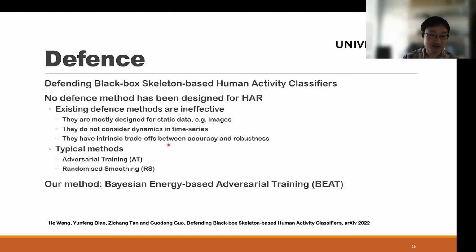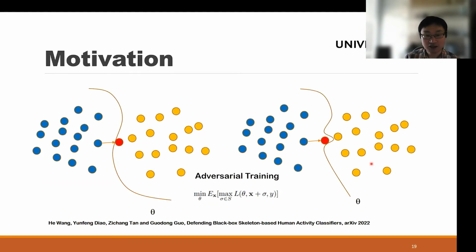So existing methods typically include two mainstream methods: one called adversarial training, and the second one called randomized smoothing, or AT and RS. Okay, in this ongoing work, we propose the first Bayesian energy-based adversarial training method, what we call BEAT. Okay, a cheesy name, but very memorable, hopefully. So why don't existing methods work? Okay, I'll give you an example here.